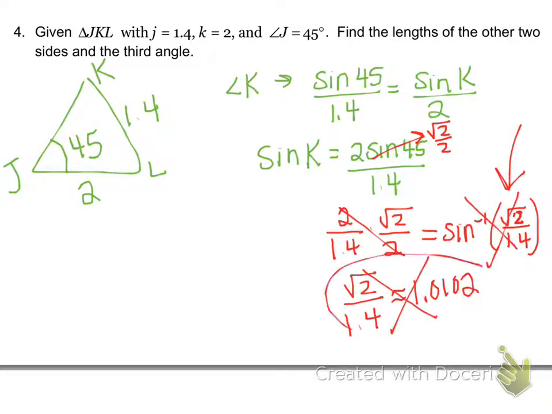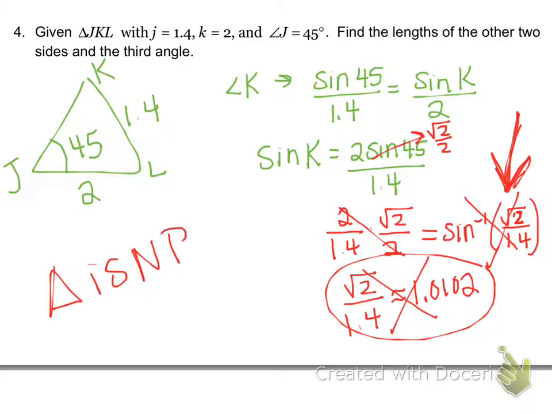And if you didn't realize this here and just plugged it into your calculator, you're going to get an error, and that is why. So k does not exist. This triangle is not possible. And that's the case where we have no solution.